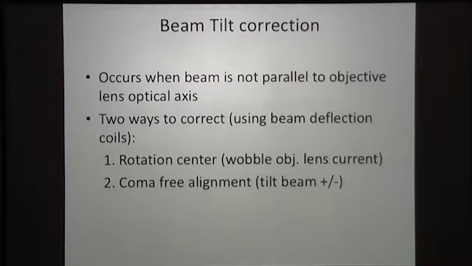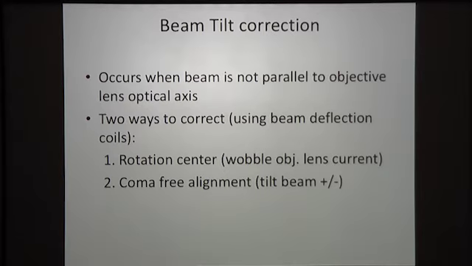So a very important alignment that we do is beam tilt correction. This is making sure that the beam goes down the optical axis of the objective lens. There are 2 ways to correct for this. There's a rough way, which is called the rotation center, and then a more accurate way if you're doing high-resolution work, which is called the coma-free alignment.